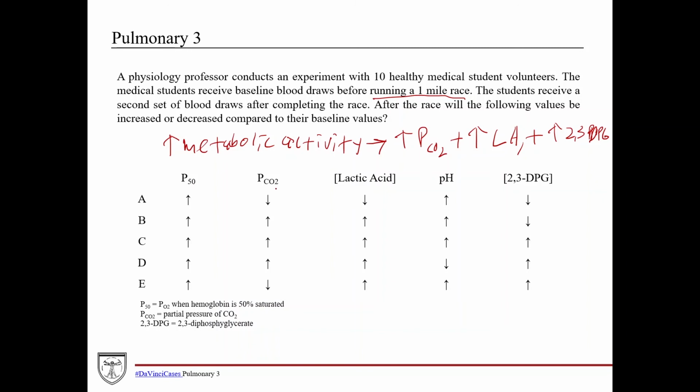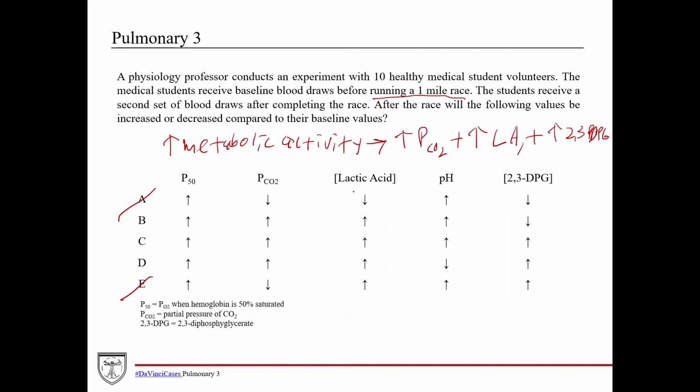This next one, you have PCO2. So you want to think about PCO2. It's actually increased in high levels of metabolic activity. So any of these answer choices where it says the PCO2 is decreased, you can cross off. So answer choice A here, you can cross that off right away. You don't even need to look at the rest of it. You already know that this is wrong. Come down to answer choice E, you can see where it's also decreased.